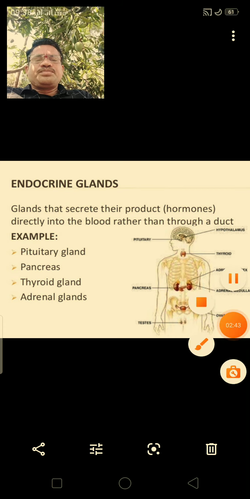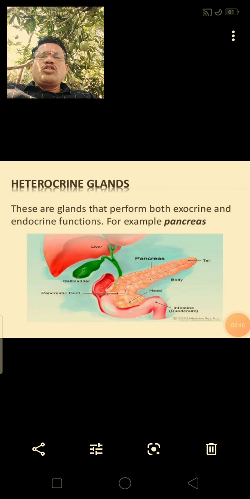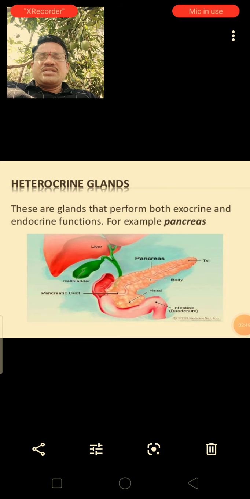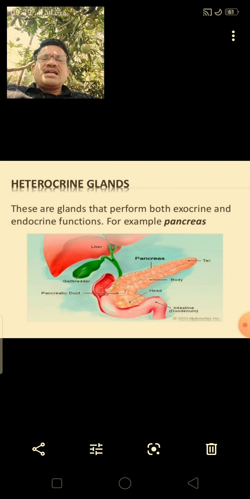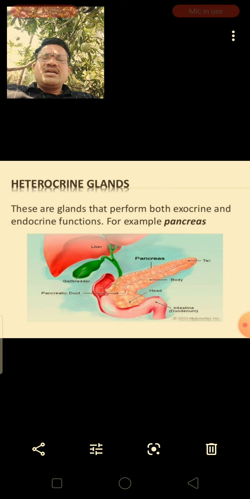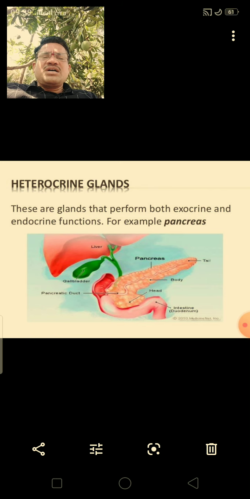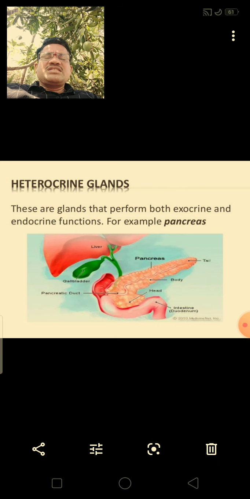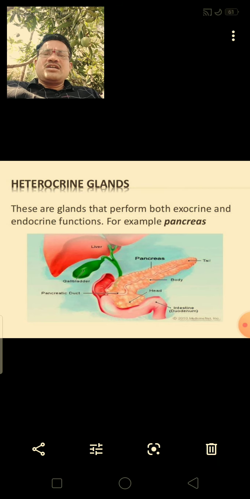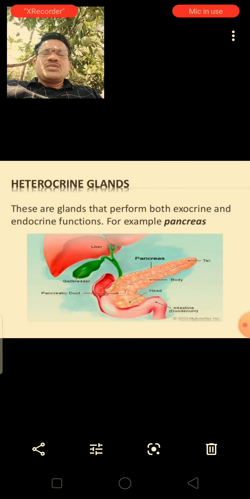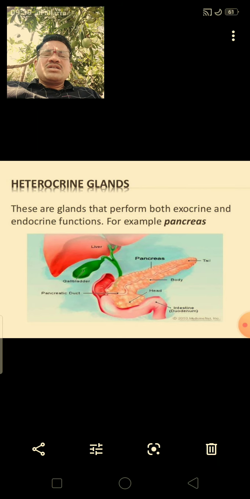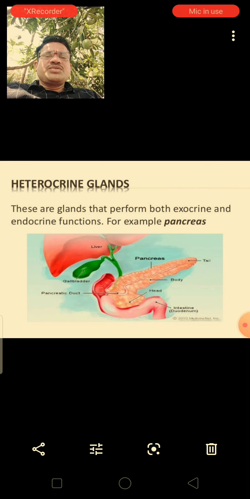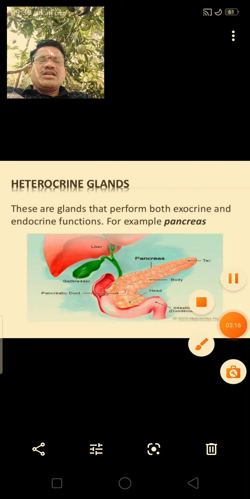Okay. Next, heterocrine glands. Hetero means two types of nature. These are glands that perform both exocrine and endocrine functions. For example, pancreas. So pancreas is nothing but a mixed gland. In pancreas, there is a duct part and a ductless part. Generally, the duct part secretes pancreatic juice. Okay, the ductless part secretes insulin hormone.